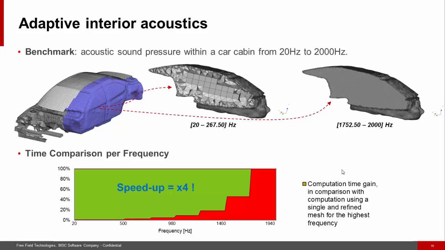In this benchmark, the mesh adaptivity allowed to get a speed up of the model of about a factor of 4 with respect to a traditional finite element based approach, where a single mesh is built valid for the highest frequency and used for the entire frequency range. Speed up is obviously depending on the model size, frequency range, and so on, and the larger the frequency range, the better.